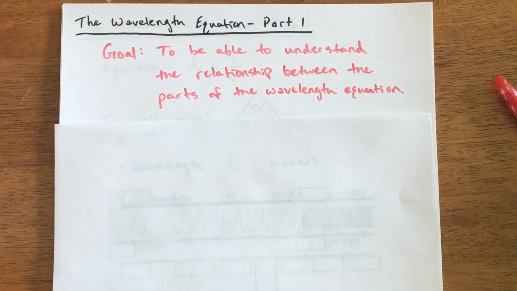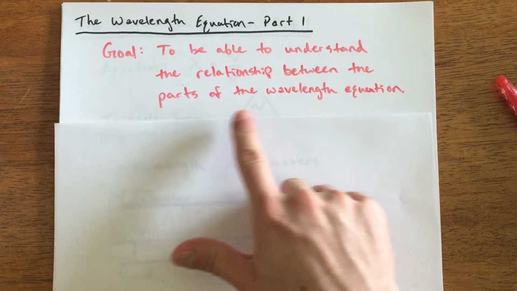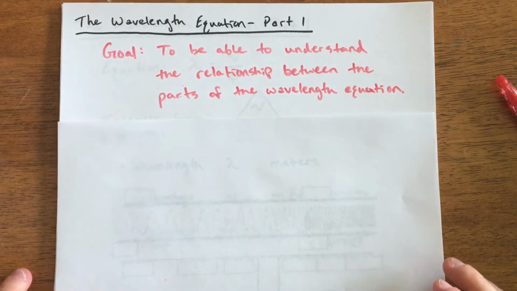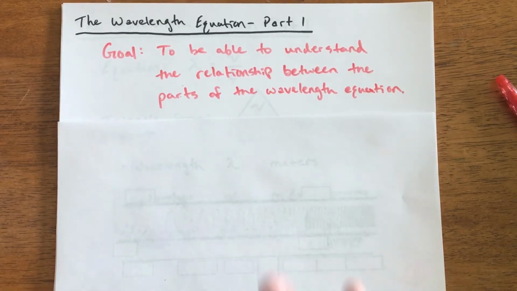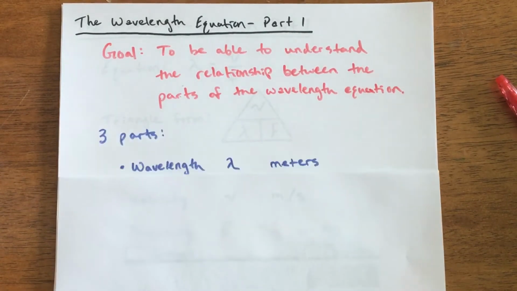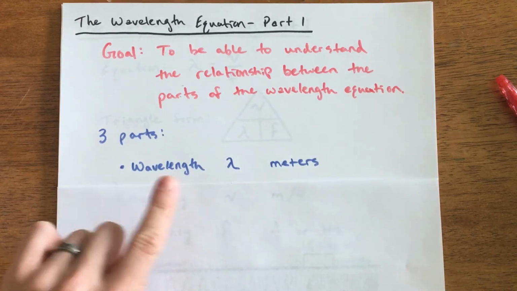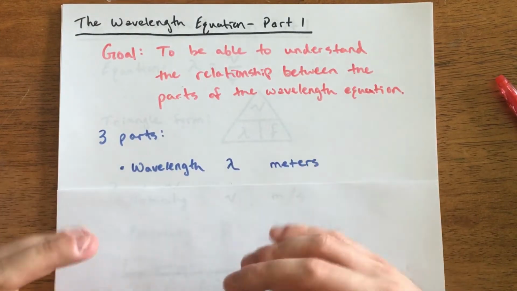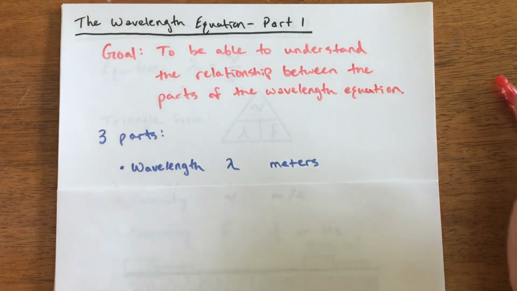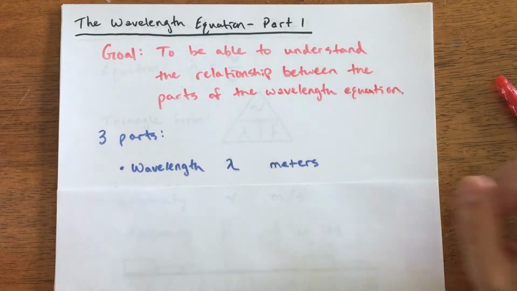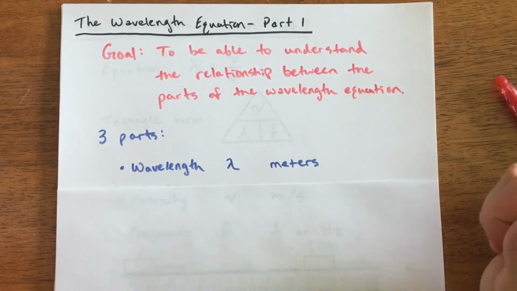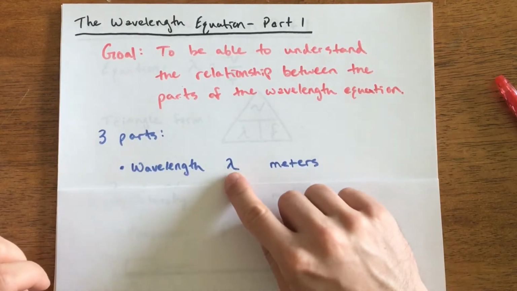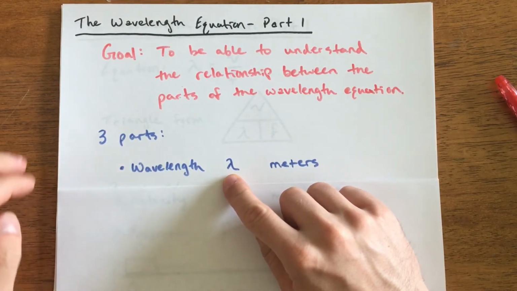So your goal today is just to be able to understand the relationship between the parts of the wave equation or the wavelength equation. So we're going to take a look at that. But first, there's three things that show up in the wavelength equation. First one is wavelength. The symbol for wavelength is lambda, and the standard unit for that is meters. Wavelength is literally just length. It's a measurement. So if we talk about length, width, and height, those are measurements that are in length. Wavelength is the same thing. It's a measurement that is in length, and therefore its unit is meters, and the symbol we use is this little squiggly looking thing called a lambda.